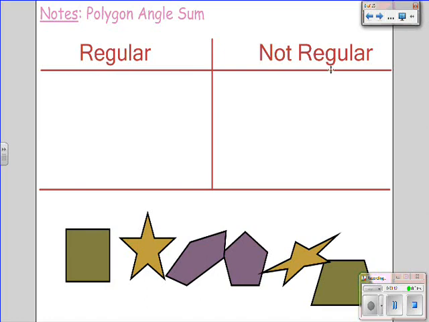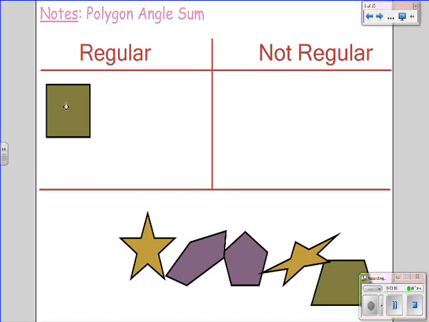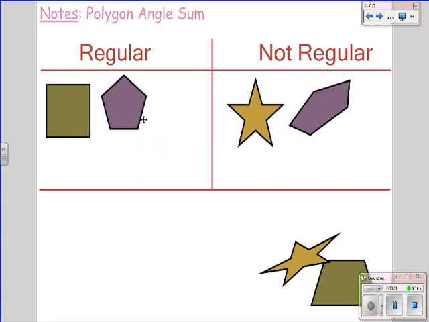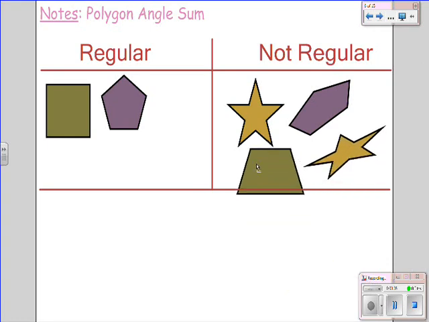So let's look here for a second at our shapes. This would be regular because all the sides are the same and all the angles are the same. This would not be regular, even though all the sides look like they're the same. The angles, you can see this big angle here is not the same as this angle here. Not regular, regular, not regular, finally, not regular.